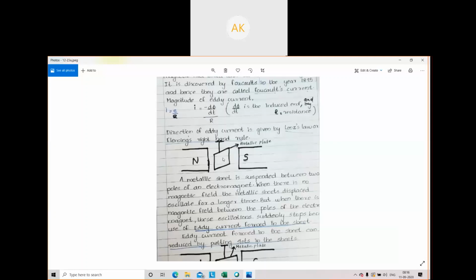So both times, there is a change in magnetic flux linked with the metallic plate. So what happens? A current will be induced in the metallic plate. That current will be in the form of eddies. Eddies means currents which are flowing in a circular way.